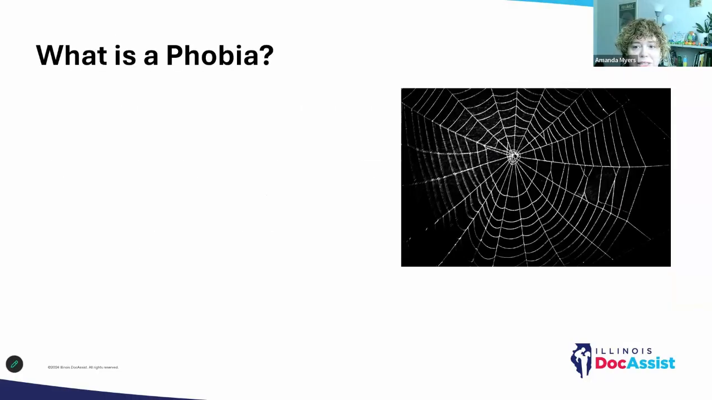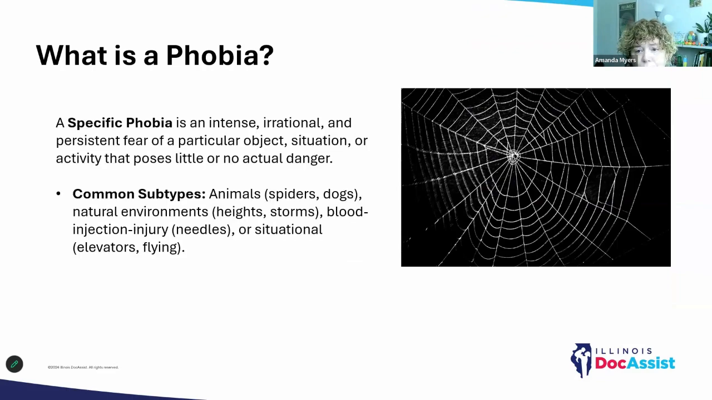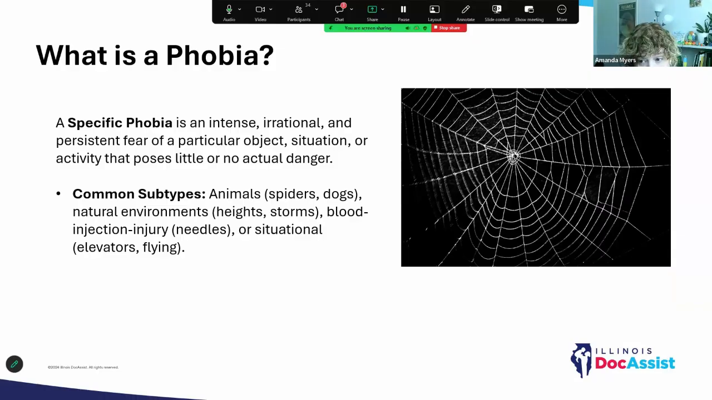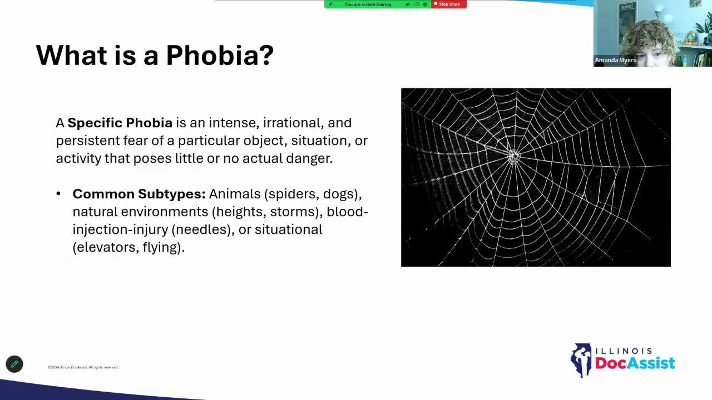And then to differentiate that from a specific phobia, which is an intense, irrational, and persistent fear of a particular object, situation, or activity that actually poses little to no danger. We commonly think about that as arachnophobia or fear of heights, storms, dogs, needle phobia, situational phobia, flying, elevators. But I think what we actually see more commonly, which we can use exposures for, is social phobia or social anxiety. So I'll be talking a lot about that today.